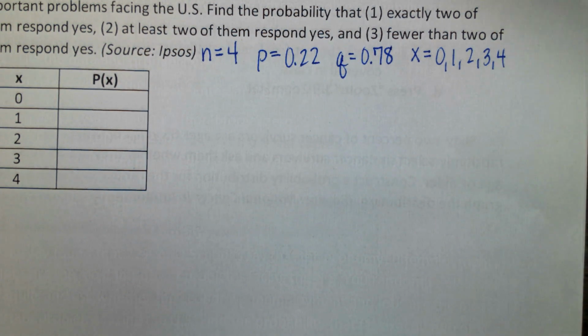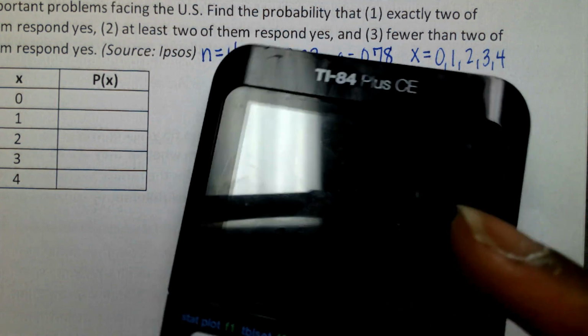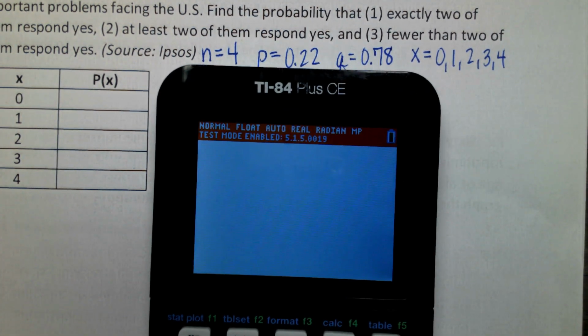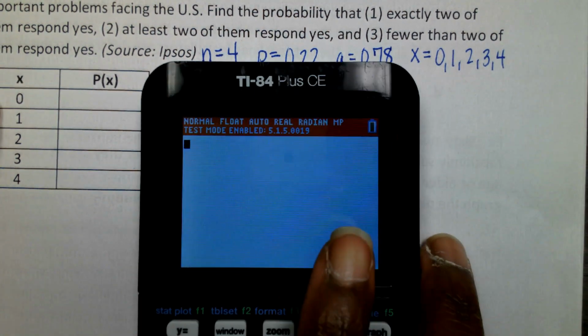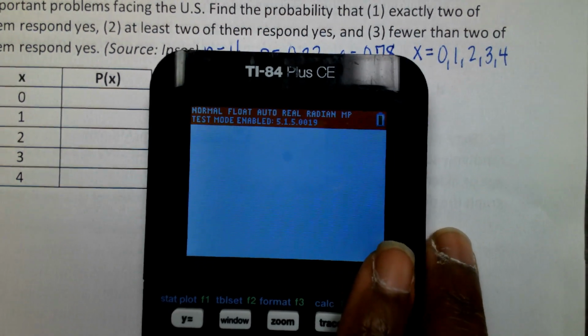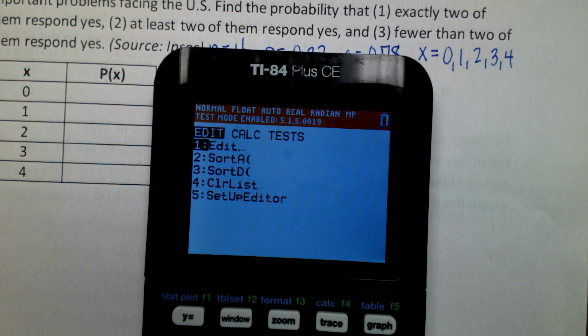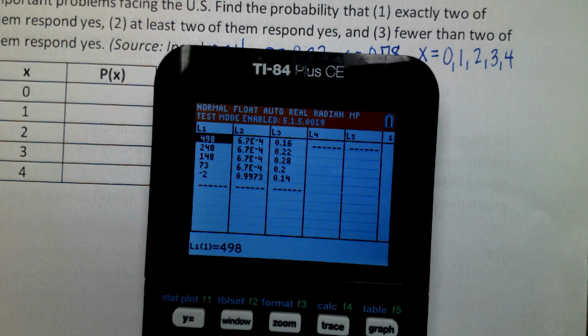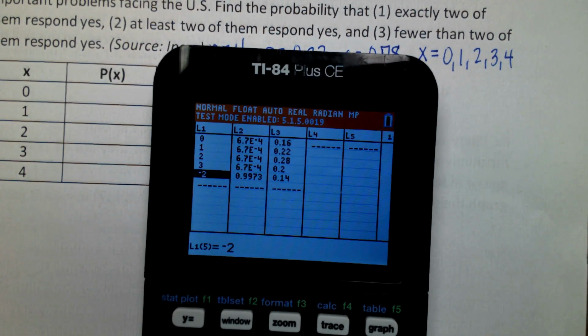Alright, so let's practice this part up top so that you will see the third way of doing these problems, and then we'll work with all these problems. I'll work with all the ways. So we're going to put all of our x values in our L1. So let's stat, edit. I'm going to just write over these so I have enough. 0, 1, 2, 3, and 4.